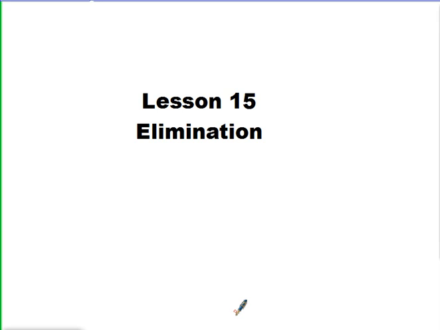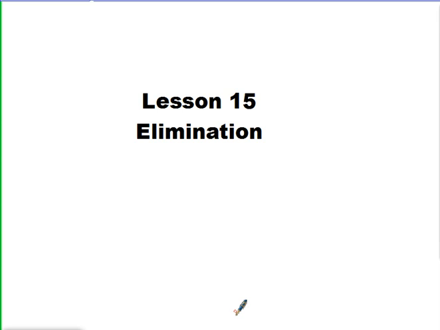Lesson 15, elimination. This is another way to solve linear equations. Okay, this is an equation and we've got an x and a y value. All right, so we are solving linear equations. We talked about the substitution method the other day, and today we're going to talk about elimination.